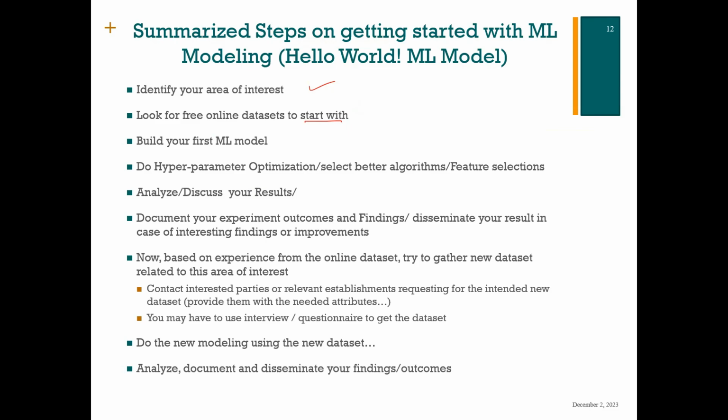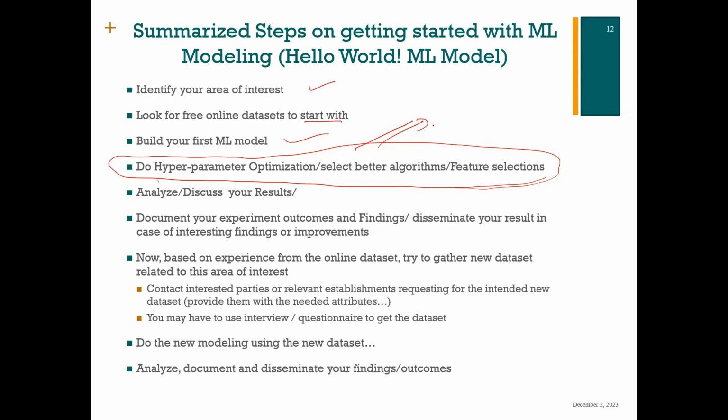Then try to build your first ML model and do the hyperparameter optimization. This is going to be the major point of consideration today. So what is hyperparameter optimization and why is it important? Is this something we can ignore? We're going to look into that today. After that, you analyze and discuss your results, document your experimental outcomes and findings, and disseminate your results.